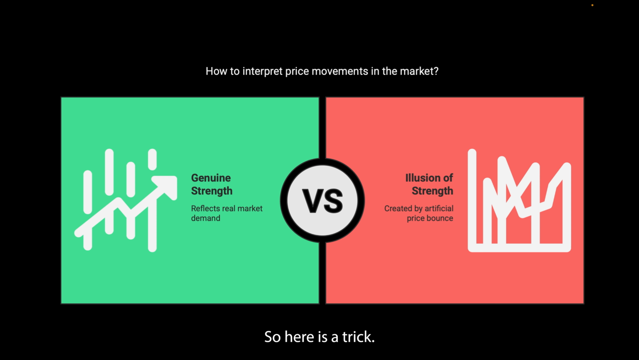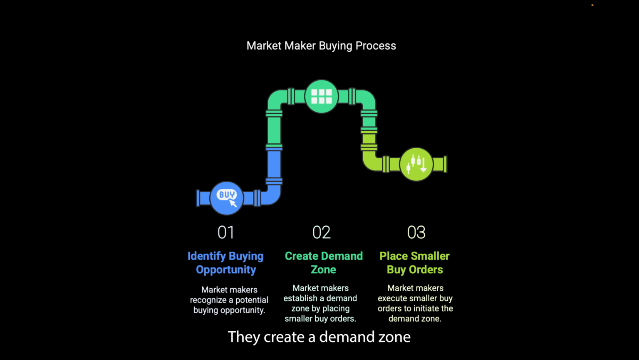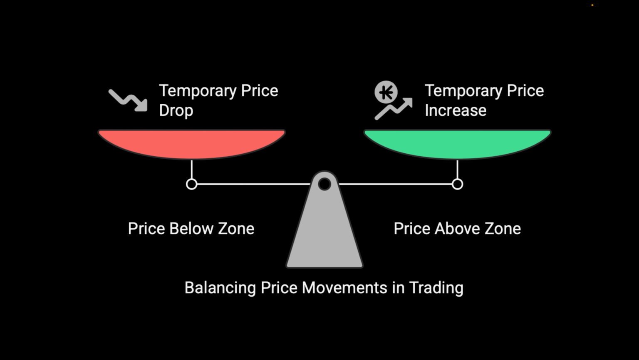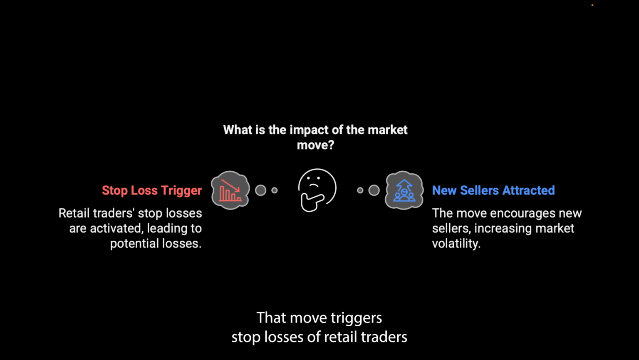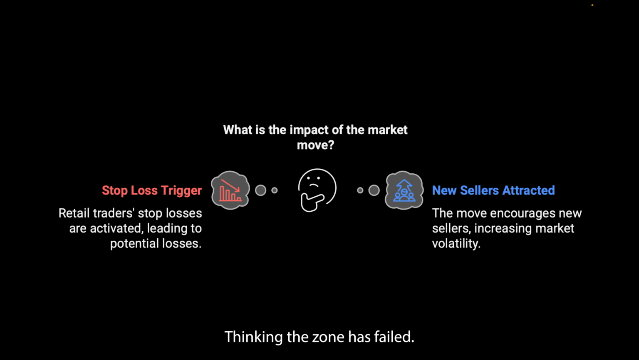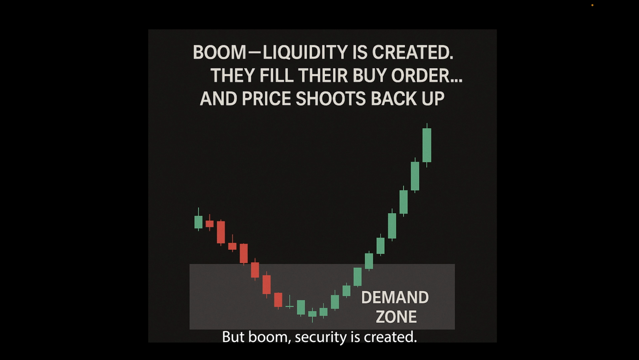So here is a trick. When market makers want to buy, they create a demand zone by placing smaller buy orders. This makes price bounce up, giving the illusion of strength, but if they need more sellers to fill their buy orders, they will push price below the zone temporarily. That move triggers stop losses of retail traders who bought the bounce and attracts new sellers thinking the zone has failed. But boom, liquidity is created. They fill their buy orders and price shoots back up.